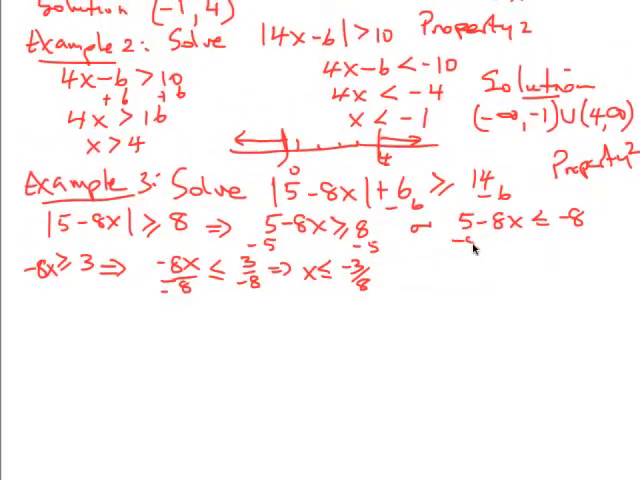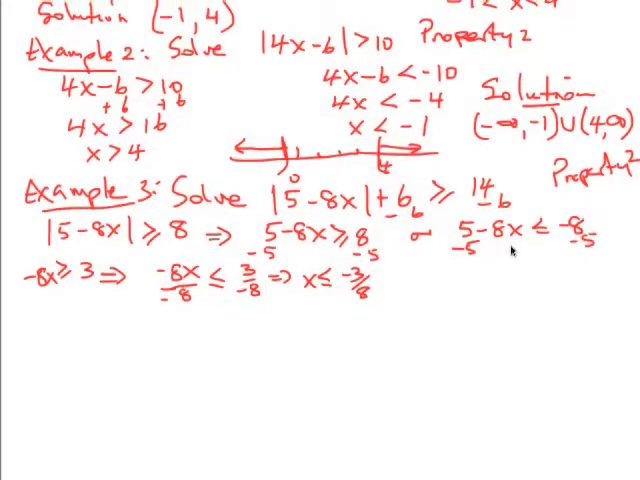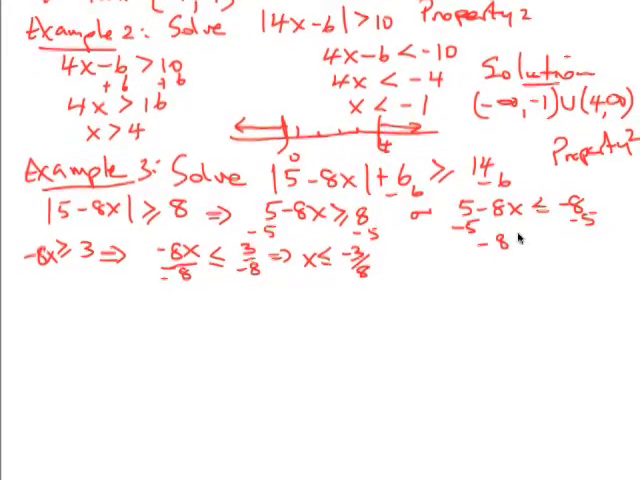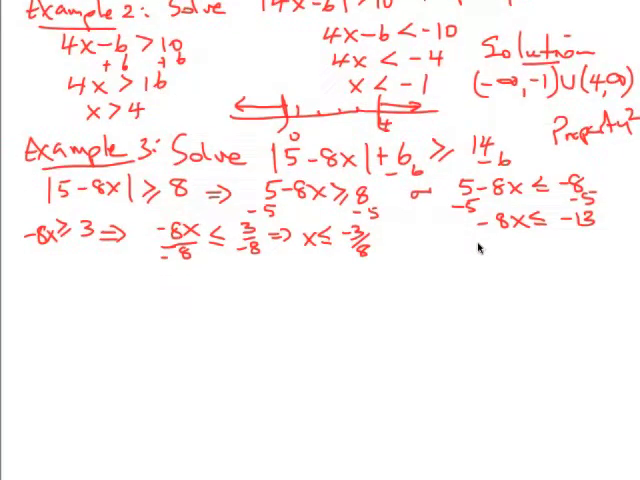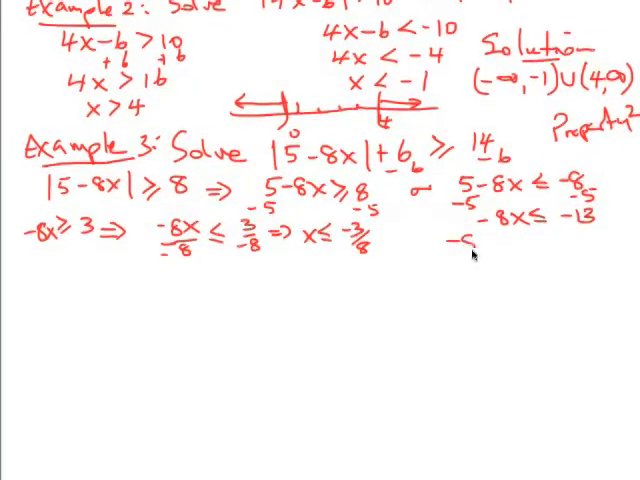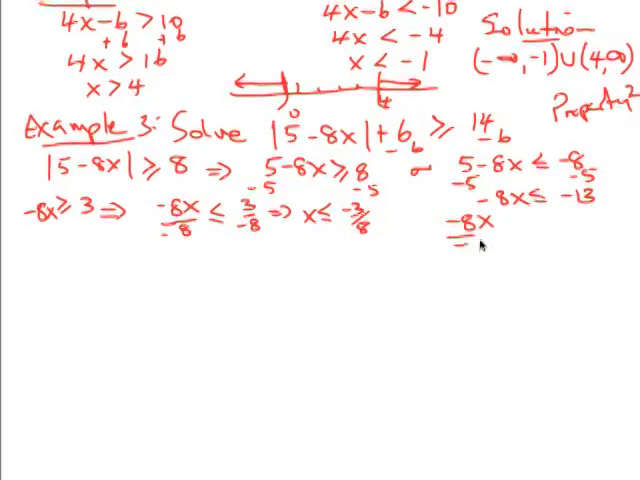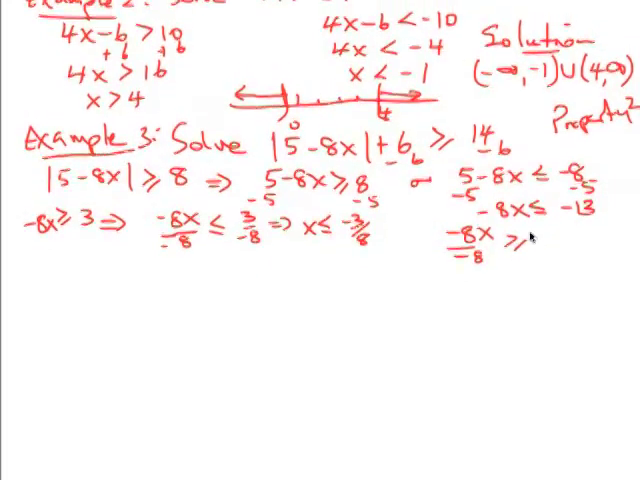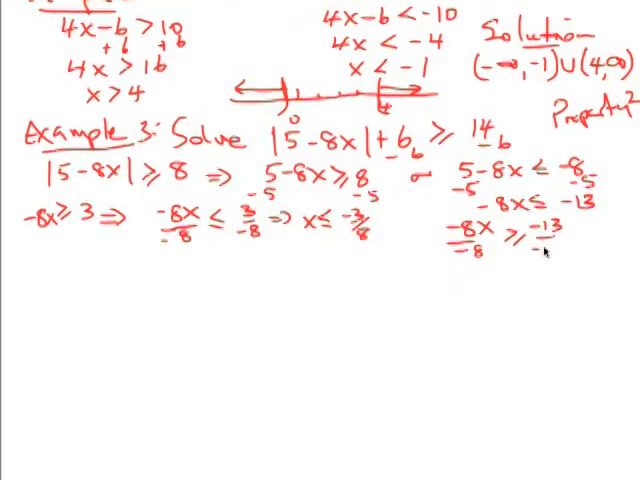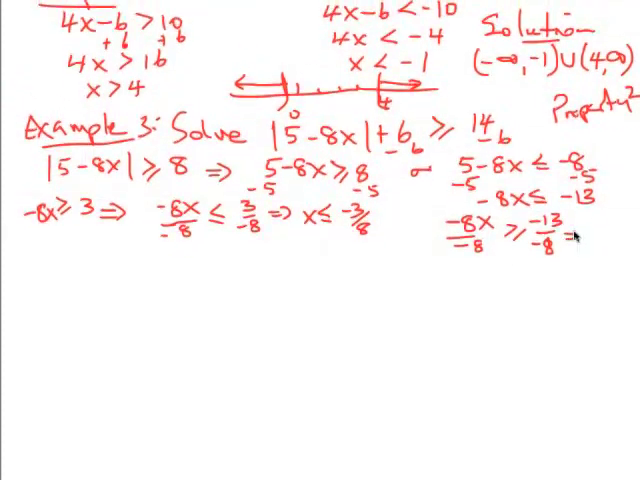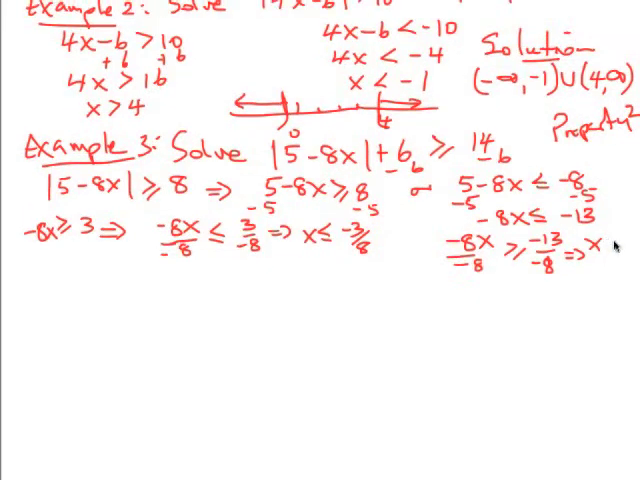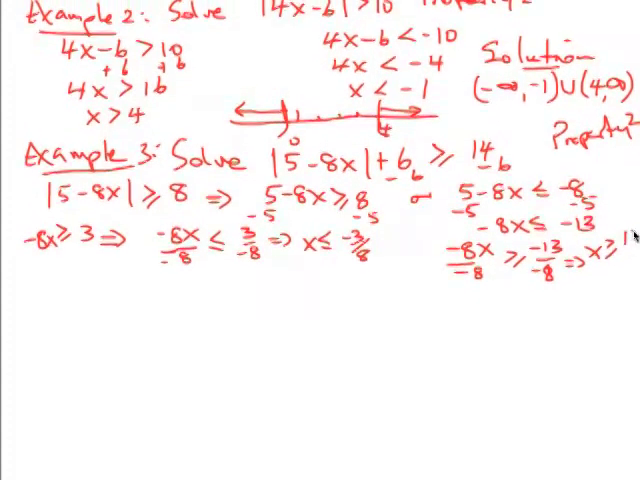This one over here again, negative 5 here. I'm going to have negative 8x is less than or equal to negative 13. And of course, now negative 8x divided by negative 8 is going to be greater than or equal to negative 13 over negative 8. Which means that this implies that x is going to be greater than or equal to 13/8.